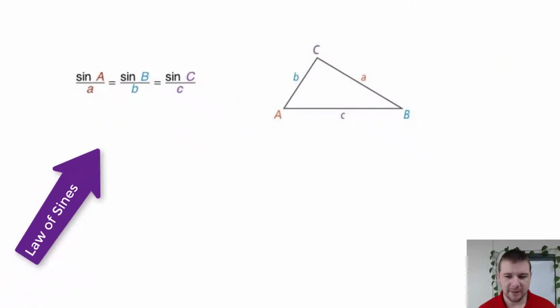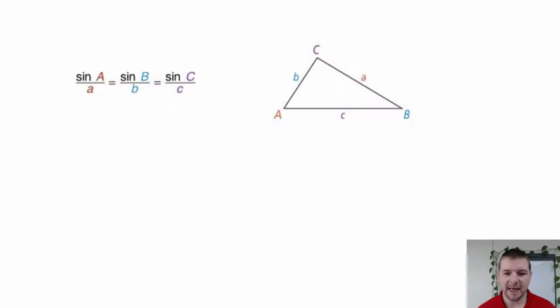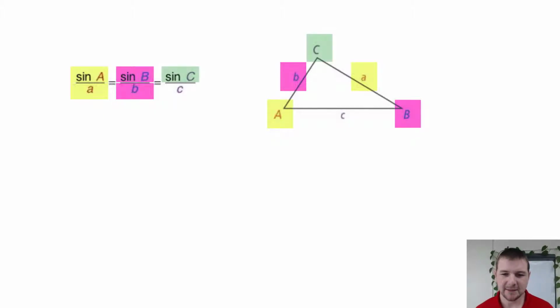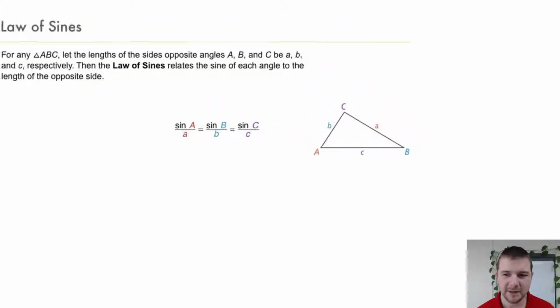And here's the law of sines. If we consider the triangle, the sine of angle A divided by the length of side a equals the sine of angle B divided by the length of side b, and that equals the sine of angle C divided by the length of side c. The law of sines.